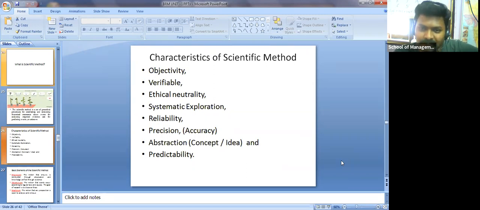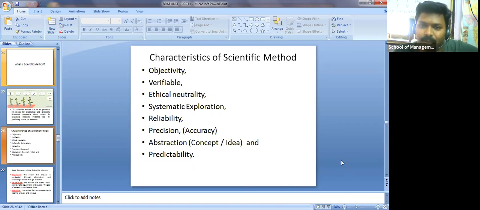And one more important characteristic of scientific method is abstraction. So what is abstraction? It is a concept or idea. Your idea has to be new, novel, and innovative. This is also one more important characteristic of scientific method. And the last one is predictability. You should be in a position to predict whatever research work you are doing by using this scientific method.